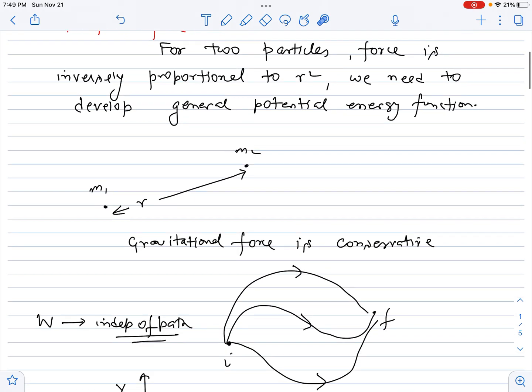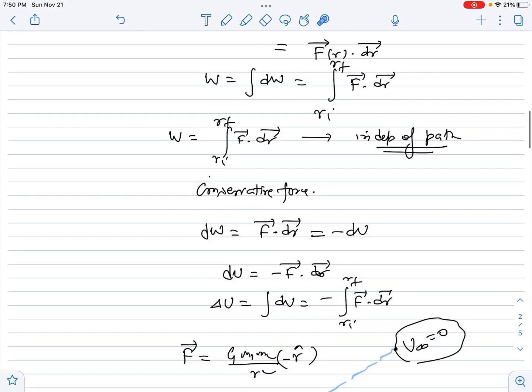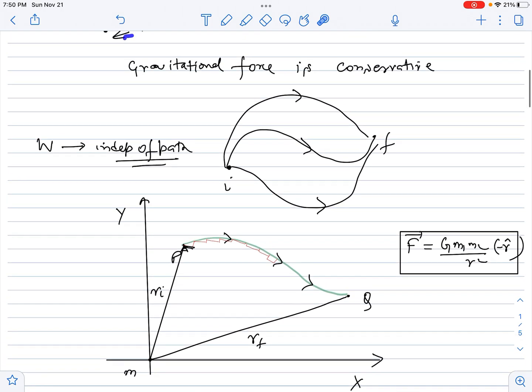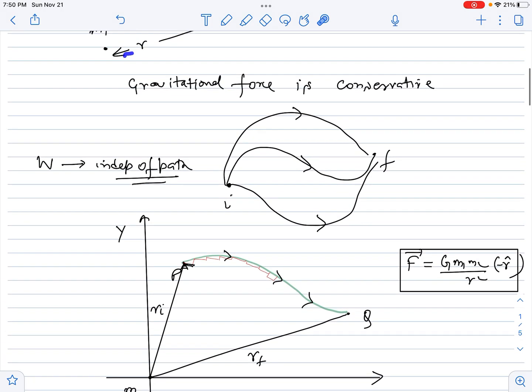We want to know the general potential energy function for 2 particles, or you can say for the earth and a particle. In the outer region, the earth behaves like a point mass for the particle. Now, first we have to prove gravitational force is conservative. If you are moving from this point to this point, you can say I am moving a little bit along the tangent, a little bit in this direction.